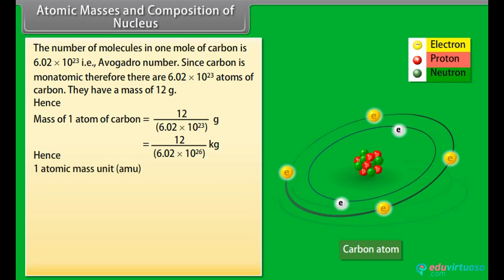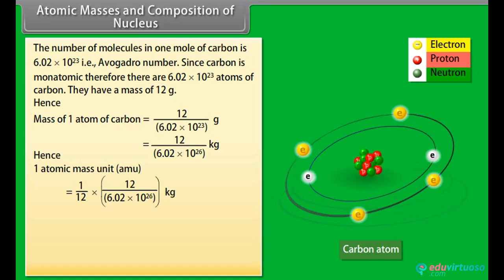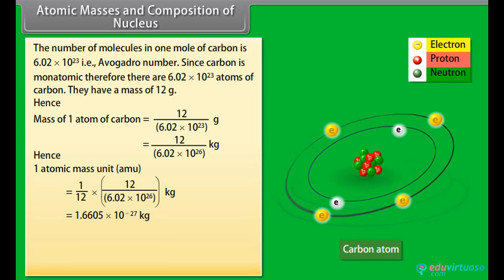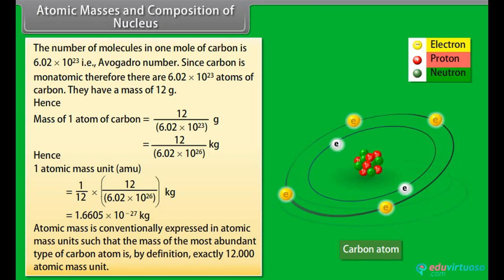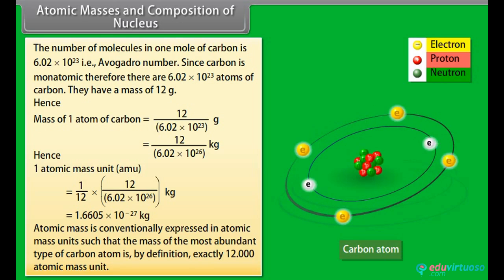Hence, 1 atomic mass unit, AMU, is equal to 1 by 12 into 12 by 6.02 into 10 raised to the power of 26 kilogram, which is equal to 1.6605 into 10 raised to the power minus 27 kilogram. Atomic mass is conventionally expressed in atomic mass units, such that the mass of the most abundant type of carbon atom is, by definition, exactly 12 atomic mass units.